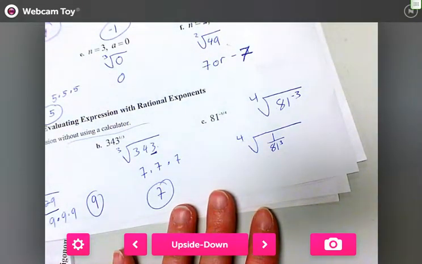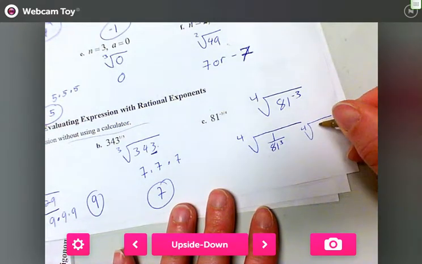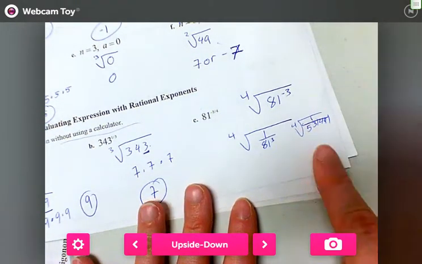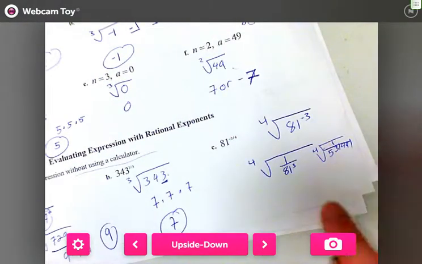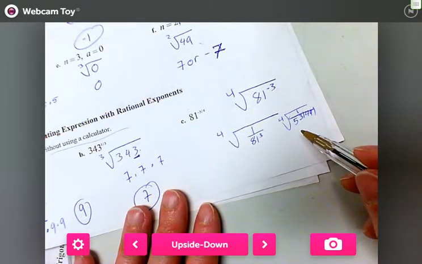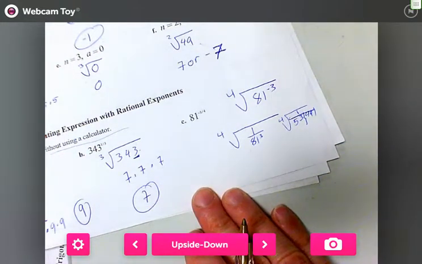81 to the third power, so 81 times 81 times 81 times 81 is a huge number. This is all over 1, and we need something that, when I multiply it 4 times, gives me this big number. What is that number on the bottom? You put 81 times 81 times 81 in your calculator, and you get 531,441. No, we're not done.